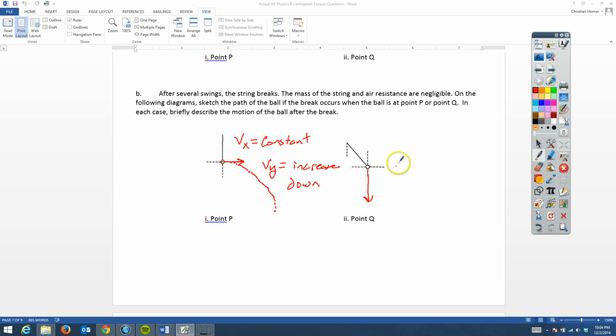For this next one, there is no velocity in the x at all. And the vy, you're going to have the same thing. It will increase as it goes down. And that is the end of this problem, nice and short. So that's really all we needed.